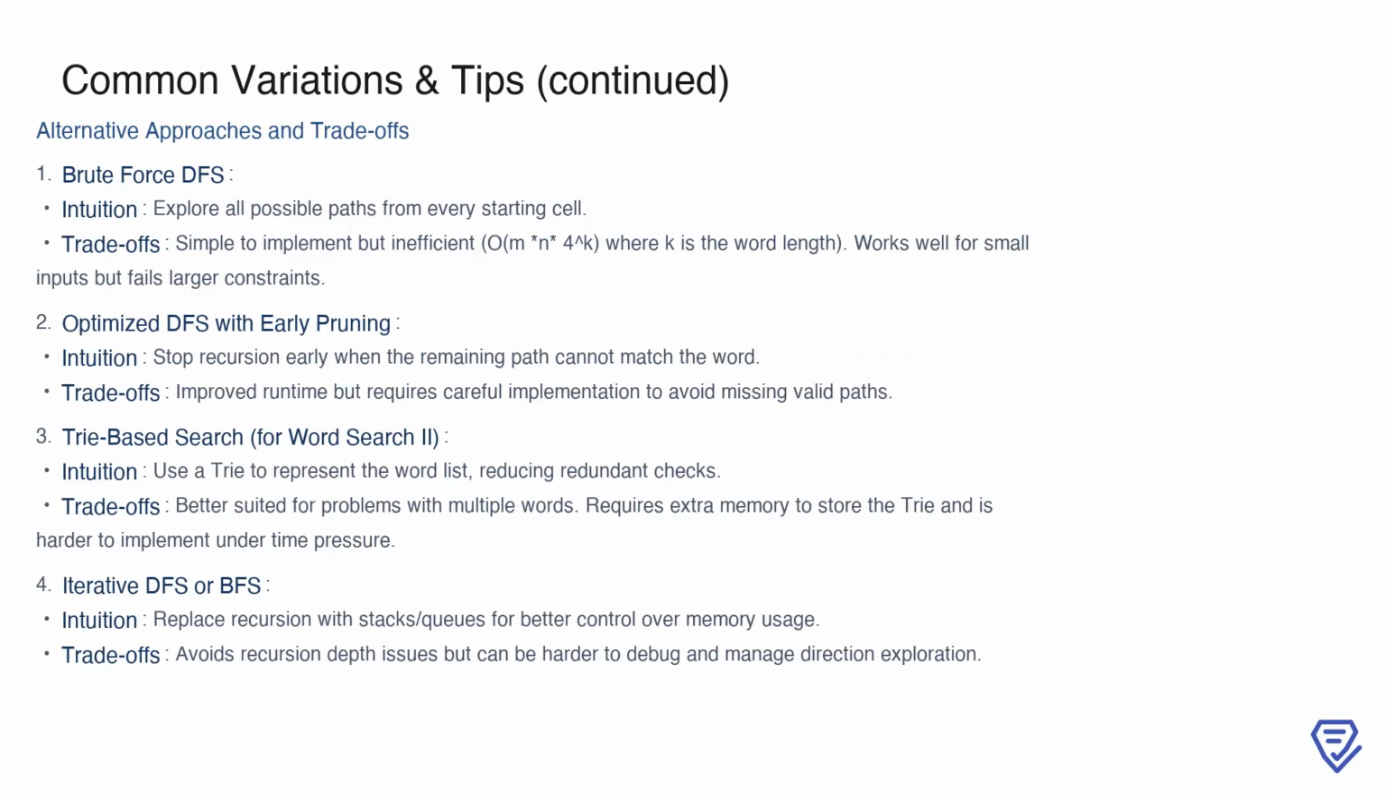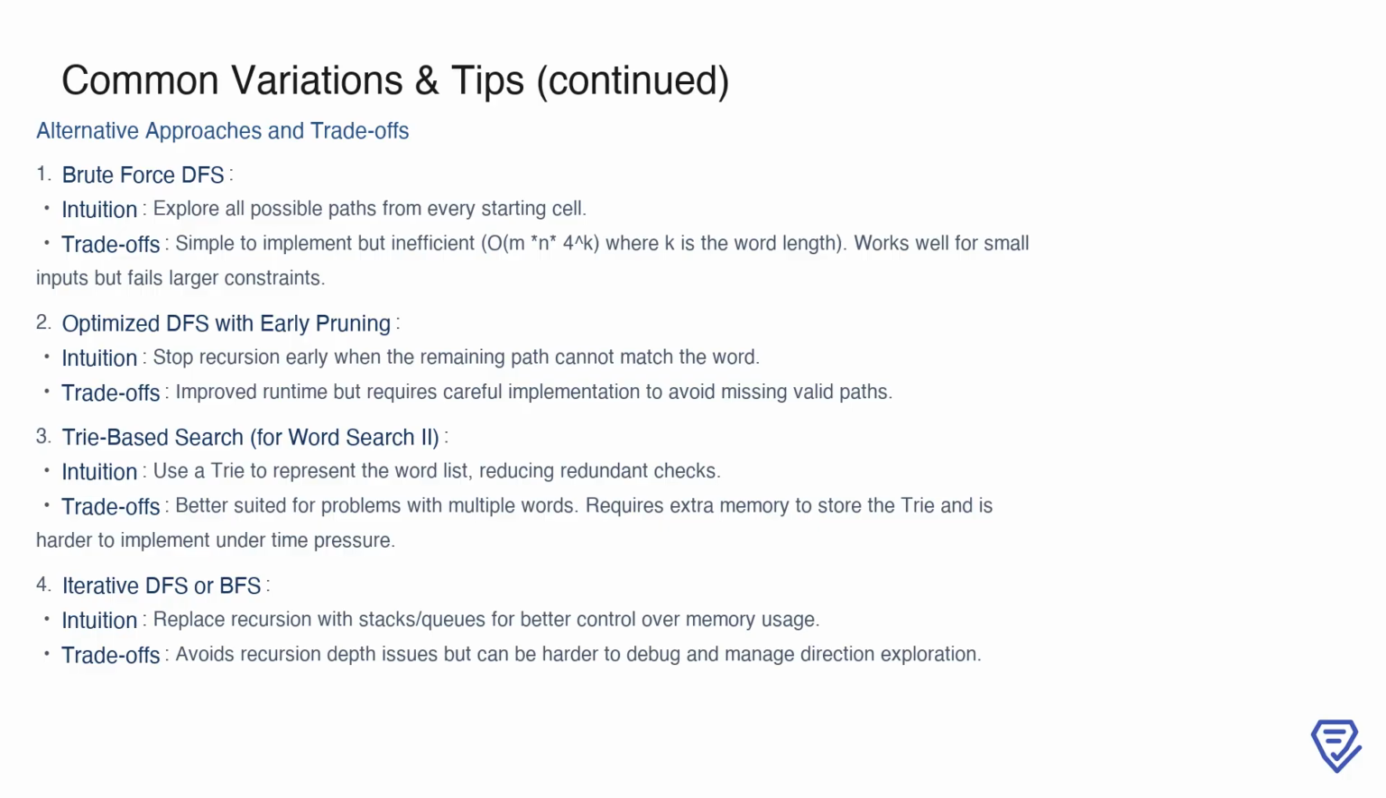Now let's examine some alternative approaches and their trade-offs for solving grid-based problems like word search. A brute force DFS approach is the most straightforward. It involves exploring all possible paths starting from every cell in the grid. While it's simple to implement, it's inefficient for larger inputs, with a time complexity of O(m × n × 4^k), where k is the word length. This method works well for small constraints but quickly becomes impractical as the grid size increases.